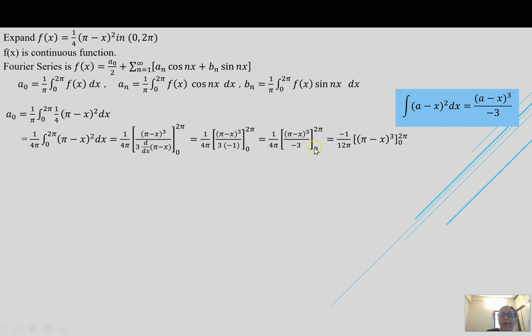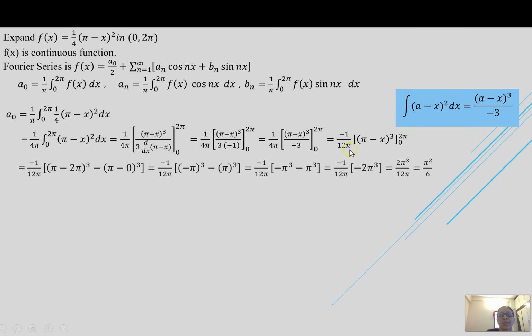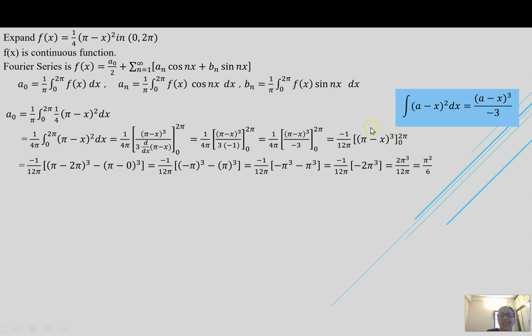Okay, so before applying these limits, upper limit and lower limit, I have written all constants which are in the bracket outside. Now first apply the upper limit, that means within the bracket you have to replace x by the upper limit, that is 2 pi. So minus 1 by 12 pi as it is, then here put x equal to 2 pi first. So (pi minus 2 pi) whole cube, minus, put x equal to 0. So (pi minus 0) whole cube. You are familiar with the procedure of definite integration.